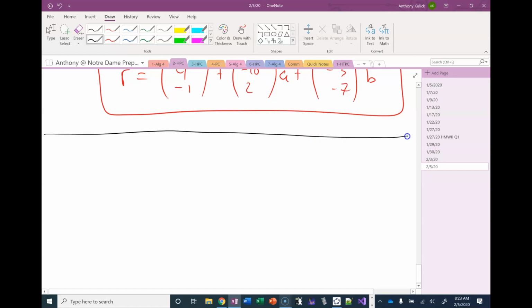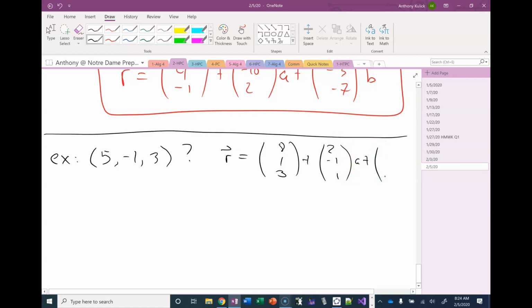Let's then ask, given an equation for a plane, maybe we ask if this point lies on the plane. Okay, so we're going to find out if this point lies on this plane. So the equation that I'm going to set up then is going to be 5 equals 8 plus 2a plus 1b. Does everybody see how I got this equation?